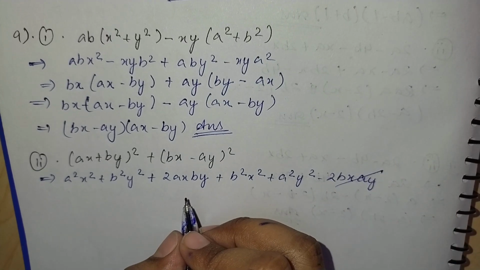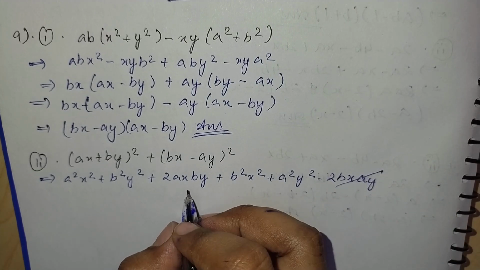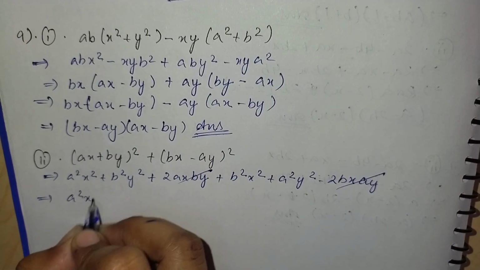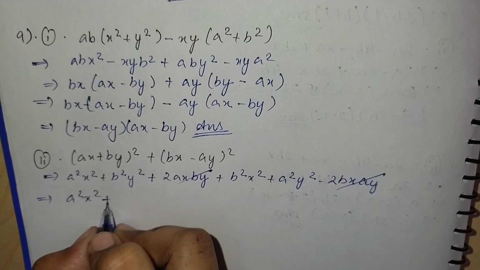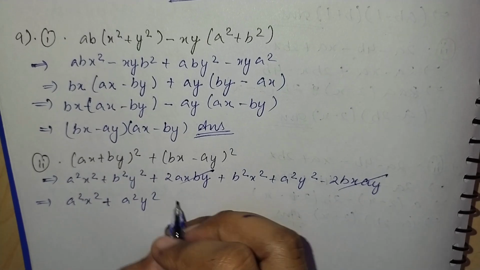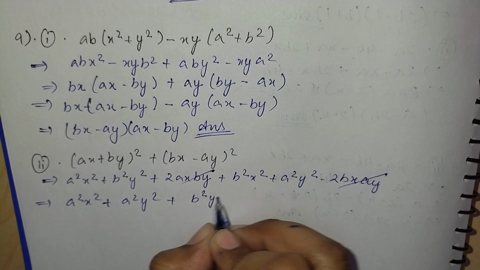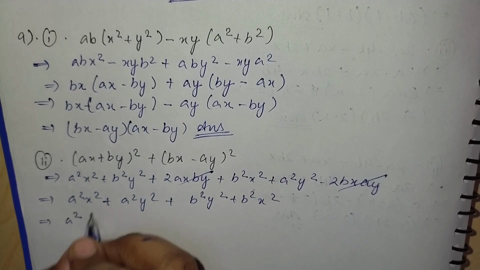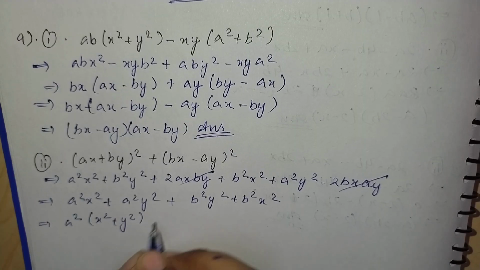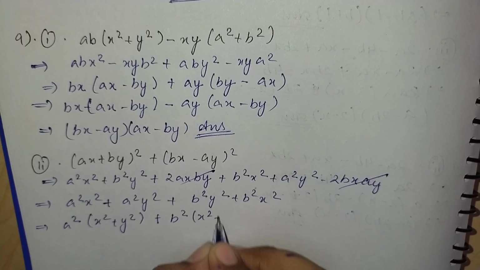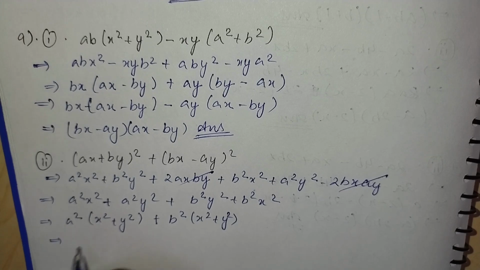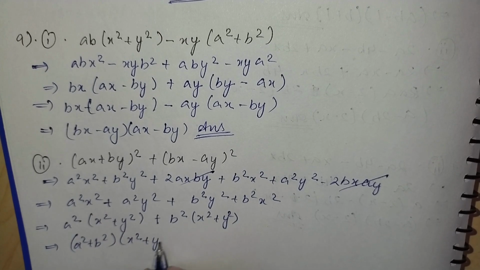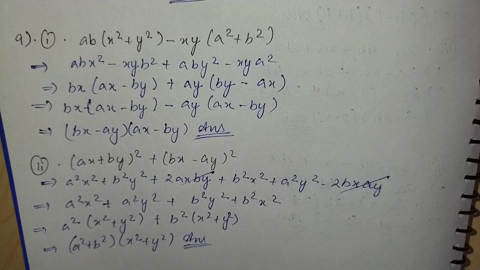This will whole cancel out from here as it contains all the value here. Now we will rearrange this: a square x to take common, and here a square y square we will put. Now here we will put b square y square plus b square x square. From here we will take common as a square, so x square plus y square. Now from here b square, so x square plus y square. We can write it as common factor here, a square plus b square and x square plus y square is the answer here in this question.